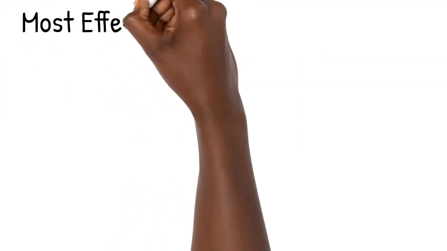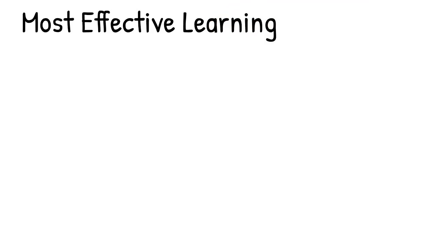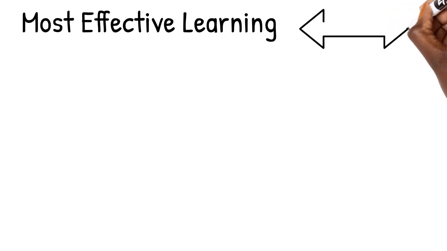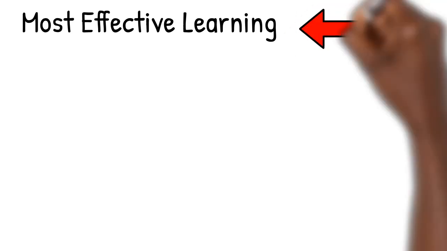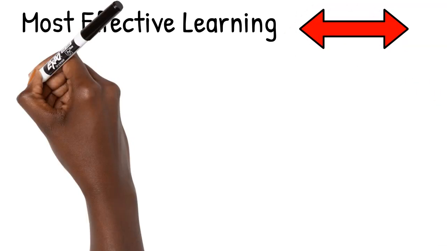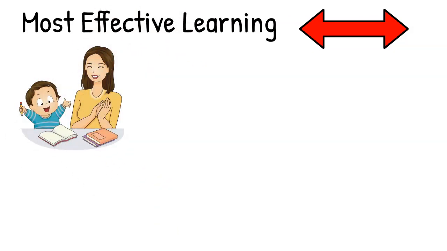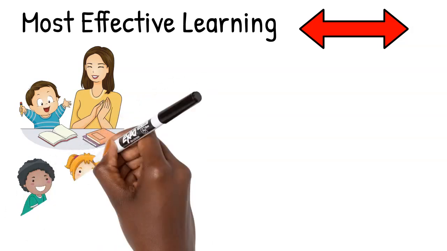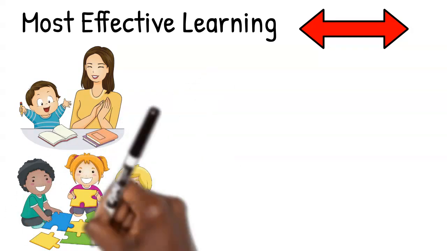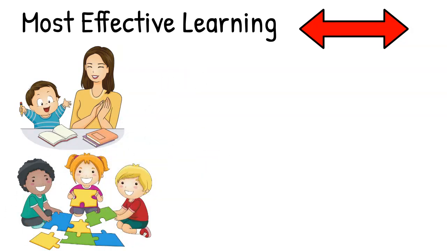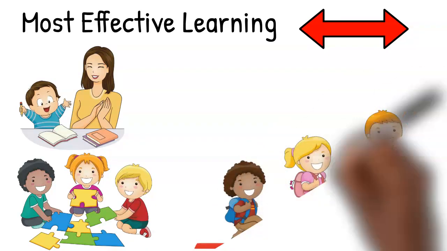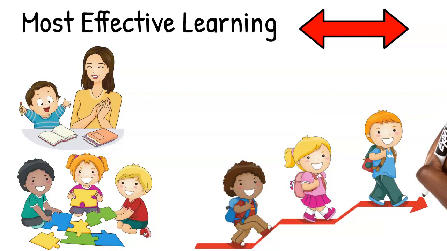For the most effective learning to take place, children may need to go back and forth between each of the stages. Support them to lead their own learning journey, and remember, each child is different. Therefore, their learning styles, needs, and ability to move through the stages will be completely unique to them.